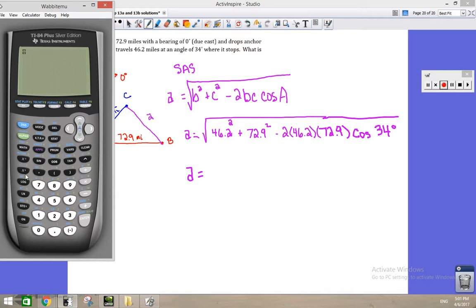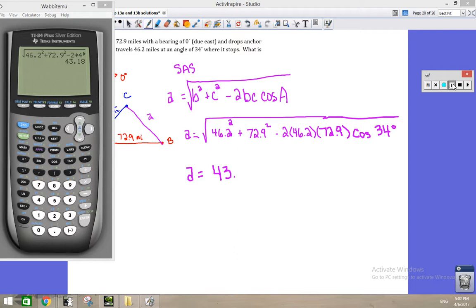Alright, let's go: square root of 46.2 squared plus 72.9 squared minus 2 times 46.2 times 72.9 times the cosine of 34. So I'm getting my distance.